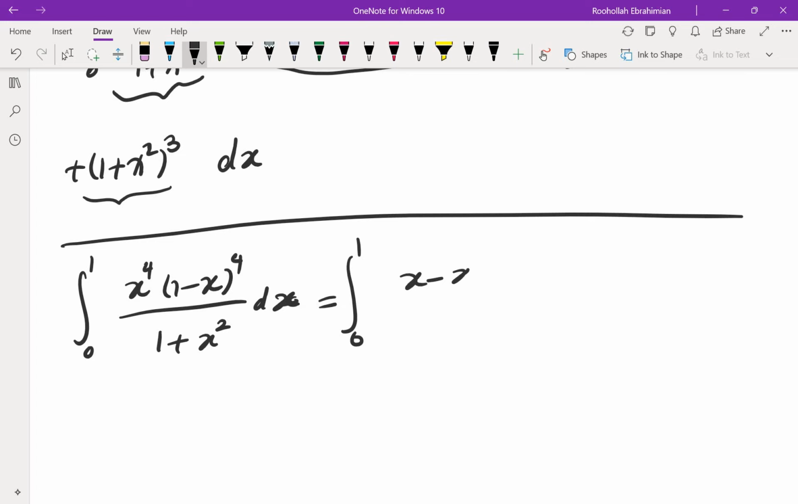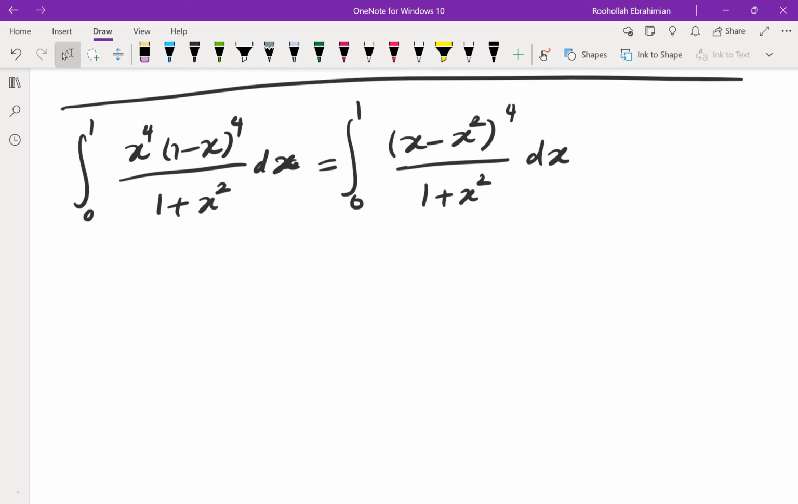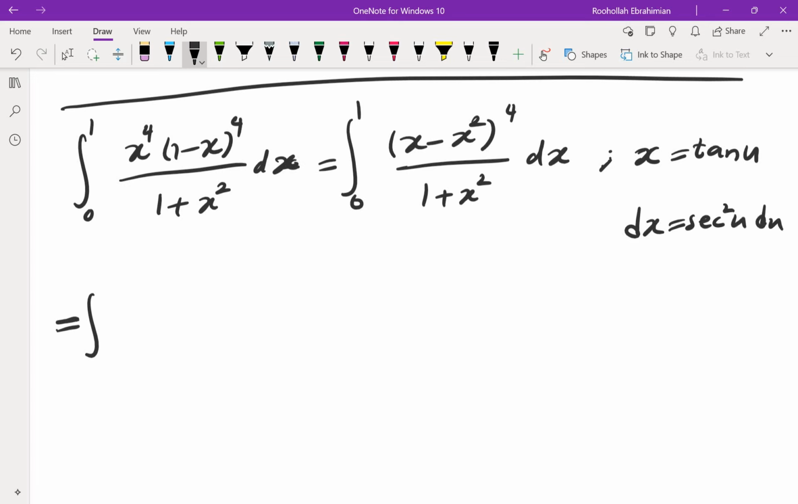So that's the integral of x minus x squared to the power of 4 over 1 plus x squared dx. Seeing 1 plus x squared at the bottom, a natural substitution would be x equals tangent of u. Now, if I do that, then I would get dx equals secant squared of u du.